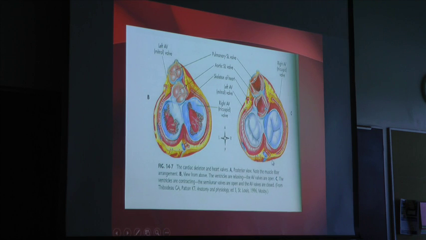But if you didn't know what was left and you had to guess this one, you would see that the pulmonary valve is open, the aortic valve is open. And at what point in the cardiac cycle do the valves open? During systole. So the ventricles contract, and that pushes the valves open, and that's when the blood leaves the heart. It also pushes these AV valves closed.